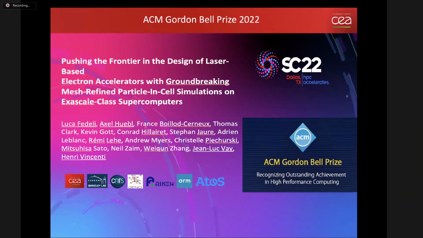So thanks to these developments, this first physical demonstration, we obtained the Gordon Bell Prize in 2022, which is the highest recognition in high performance computing. And this prize was awarded to a collaboration gathering CEA, Berkeley Lab, and industrial partners such as Genci, ARM, and Atos.